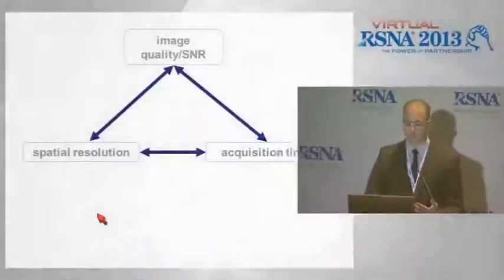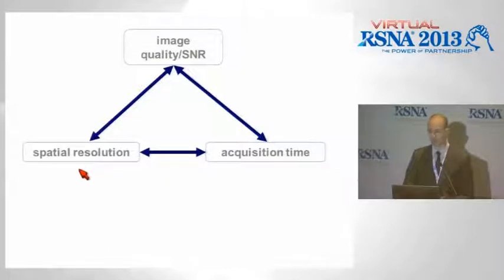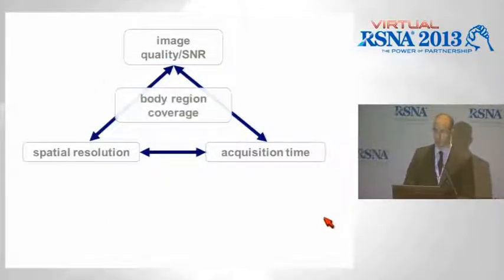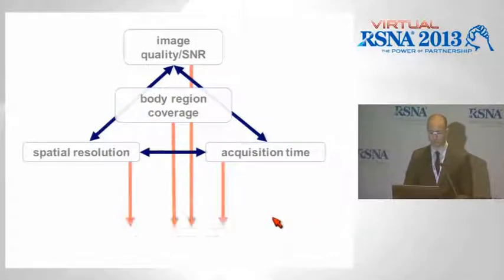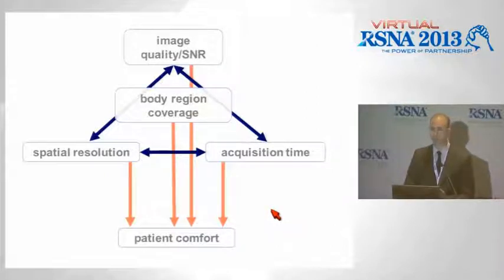Whenever you do MR, you have to respect this triangle. Whatever variable you change here, it may inversely affect the other variables. If you do whole body MRI, the body region coverage comes into play as well, which makes it even more complicated, and all these factors affect the patient comfort. And if the patient is not comfortable, it may adversely affect all the parameters you're actually aiming for.